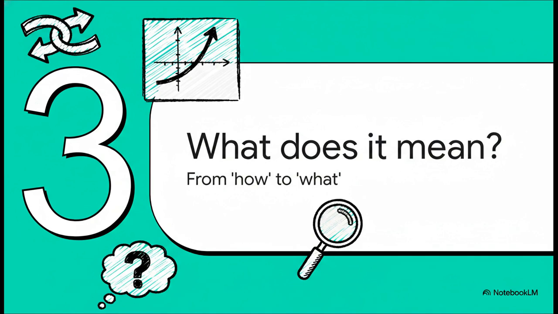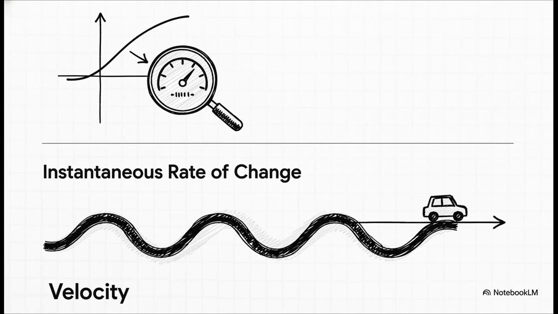But let's pause for a second. We've been so focused on the how, but what about the what? What does this number, the derivative, actually mean? What does it tell us? Well, it really boils down to two main ideas. First, the derivative is your instantaneous rate of change. This isn't your average speed over a whole trip. This is the speed on your speedometer at this very second.